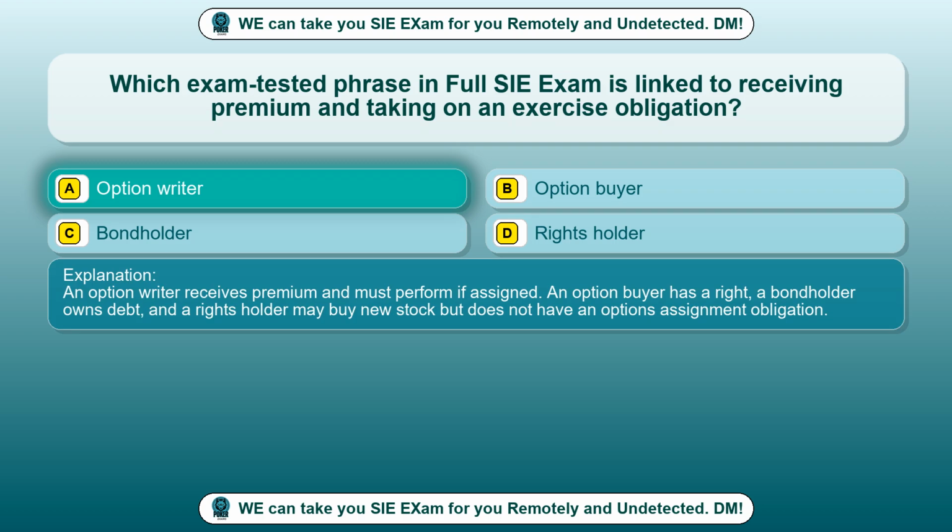An option writer receives premium and must perform if assigned. An option buyer has a right, a bond holder owns debt, and a rights holder may buy new stock but does not have an options assignment obligation.